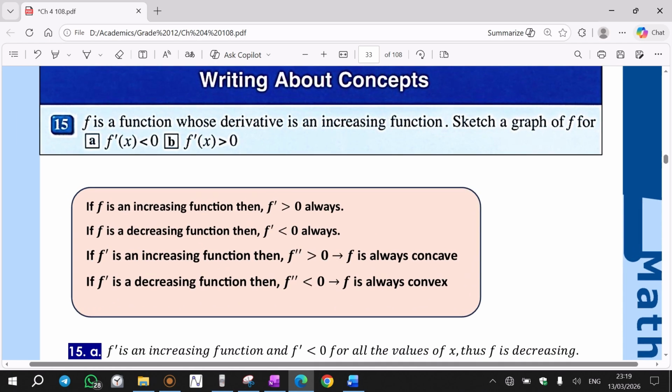Here, question 15, A and B, again, it's not solving, it's about sketching. Sketch a graph that has f prime less than 0, and we want the derivative to be increasing. This is where a lot of students get confused. They say, how come the derivative is increasing and negative at the same time? Positive or negative has nothing to do with increase or decrease. If the derivative is increasing, it could be positive or negative. If the derivative is decreasing, it could be positive or negative.